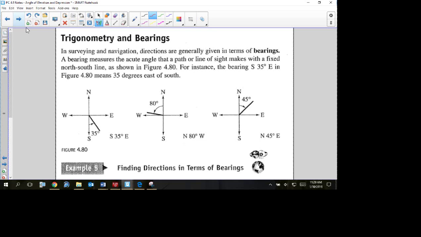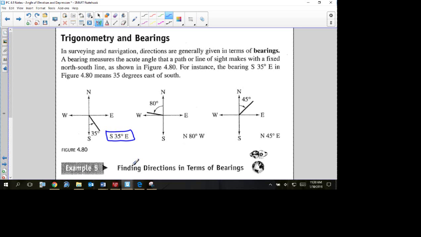Now, those of you in physics, I know you've already talked about bearing, but those of us that haven't been in physics probably have never seen this before. Bearings are just directions when we're navigating things, and bearings are written in different ways, but the way that you're going to see it in this assignment in the book is something like south 35 degrees east. It always starts with north or south, and then we go either east or west next.